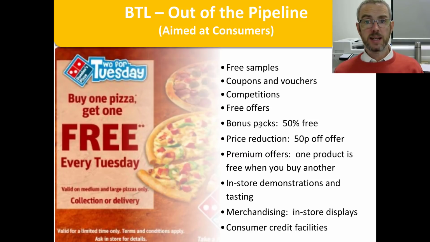The second one is out of the pipeline, and that's aimed at consumers. You'll see there I've got the famous 2 for Tuesday from Domino's Pizza. So there are various things they can do aimed at consumers. They can give you a free sample. You'll see the wee women in Tesco, oh, do you want to try this? I think you should have a wee try of this, and then hopefully you'll pick up that particular product when you're on your shop, and then that's your hook.